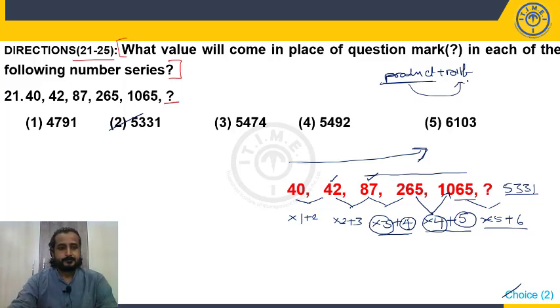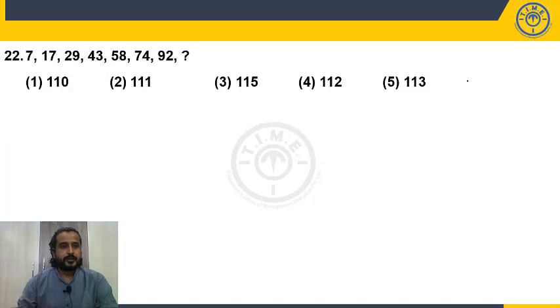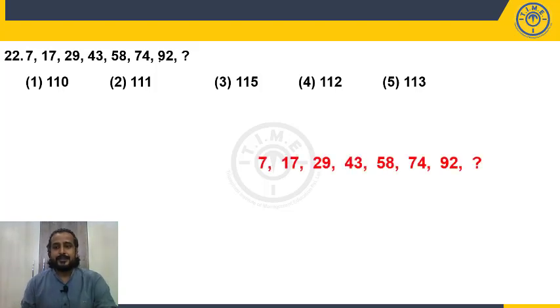Fine. Now, question number 22. 7, 17, 29, 43, 58, 74, 92. Are the numbers increasing gradually or increasing rapidly? Are the numbers close to each other? Look at here. Are the numbers in an increasing pattern? Yes. Look at the last three numbers. Is there a big jump or a small jump? Small jump. Then increasing gradually.